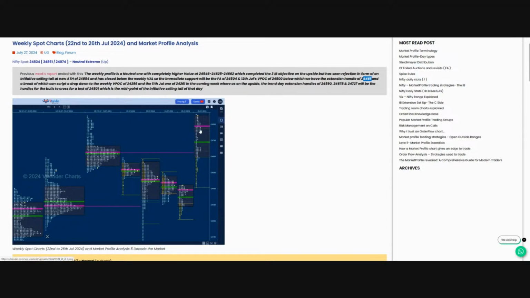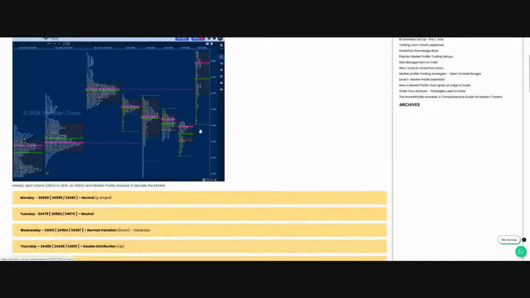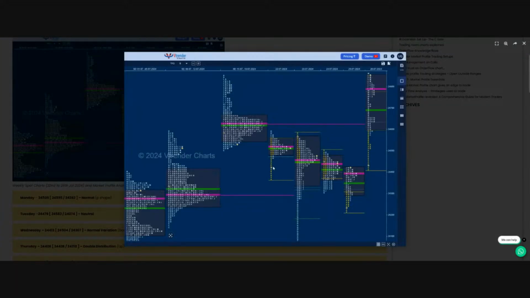So this was what was given when we started the previous week, and we discussed this last Monday. We also discussed what happened on Monday, how we opened lower, got rejected at the 7-day composite value area high on daily, and then made a P-shaped profile. But we stopped short of the POC. So we were telling that below the POC, we cannot be bullish. We had to get above this POC to be bullish in Nifty spot.